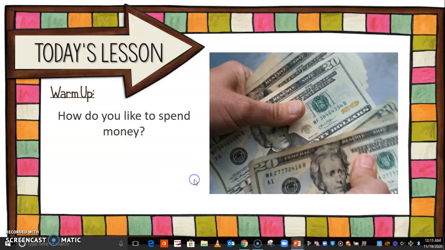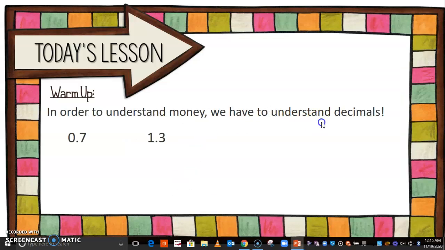Well, guess what, guys? In order to understand money, you're going to have to understand decimals, right? So we started a little bit talking about this yesterday. We have this decimal that we would read 7/10, right? Hopefully you got that TH sound at the end, 7/10. This one looks different because it has a whole number in it. Any number before the decimal point is your whole pieces. So this one, how would you read this one?